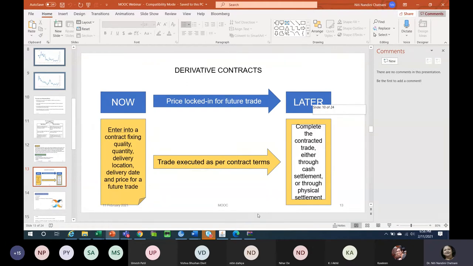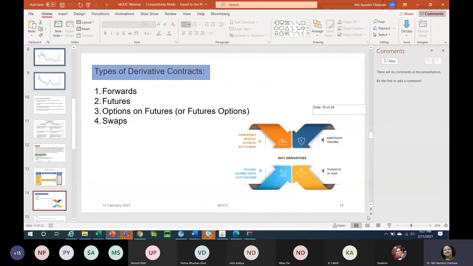You may not want to give or take delivery from those limited locations. You would have your own choice of locations, or the date on which the exchange contract will be able to give or take delivery may not be a right date for you. So you will use the exchange traded derivative contracts mostly for cash settlement. So 98% of the times on an average, exchange traded derivative contracts are settled through cash settlement. That is the main difference. But anyway, both ways are possible, cash settlement or even physical settlement.